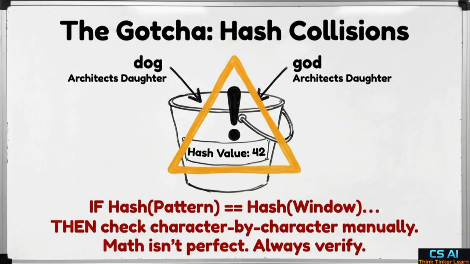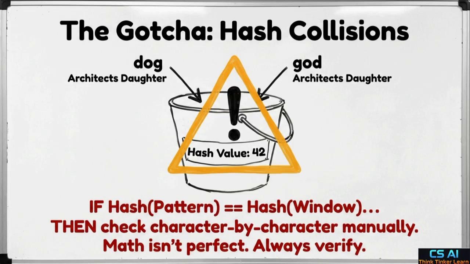Now, there's a gotcha. Math isn't always perfect in this context because of hash collisions. Imagine the words dog and god. If you have the same letters, just in a different order, depending on your hash function, they might accidentally produce the same hash value, say 42. This is what we call a false positive.